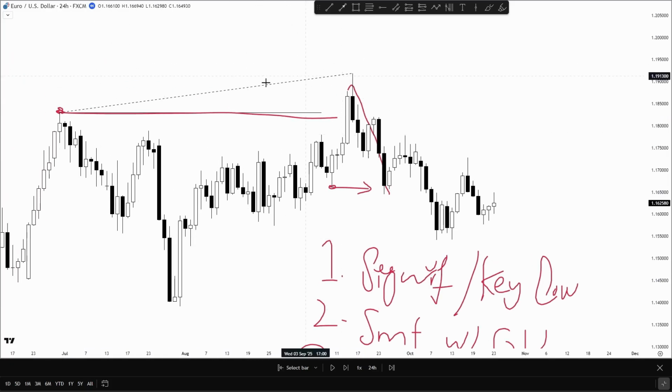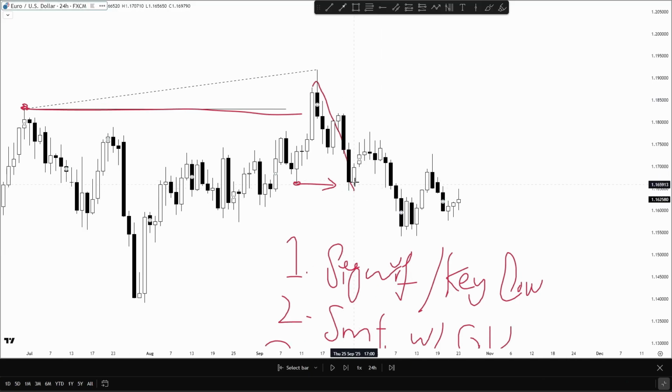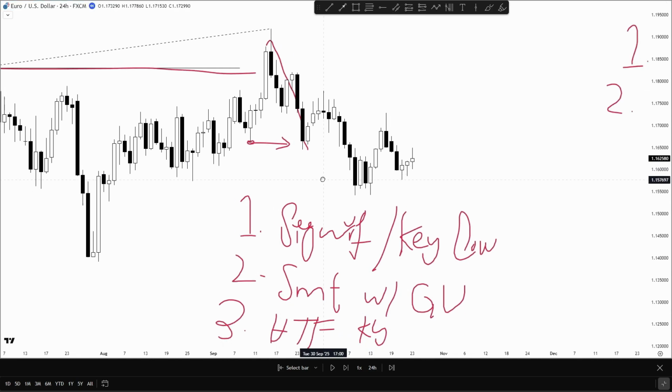We have an SMT divergence with GU. We have a monthly CRT. And along with that, we also tested a premium key level. And because of all of those factors, when we had this structural shift, that was considered a valid one. And from this point on, we then shifted into a bearish trend.